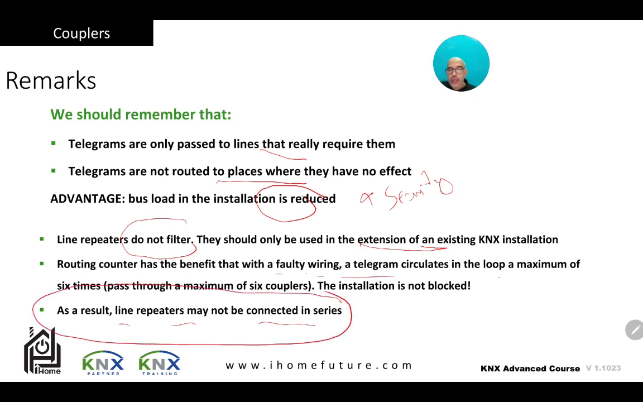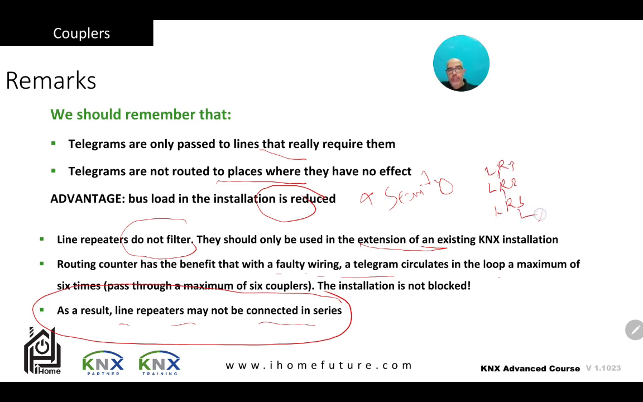Why I cannot connect line repeaters in series. Let's take the worst case scenario. I have three line repeaters in a segment connected in series. So I have line repeater 1, line repeater 2, and repeater 3, and they are connected in series.